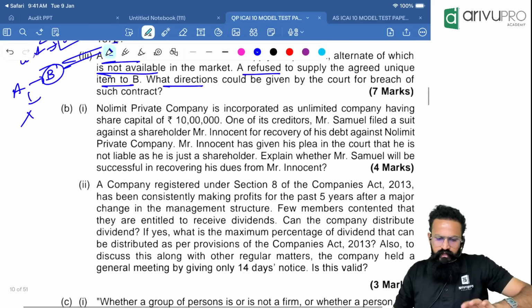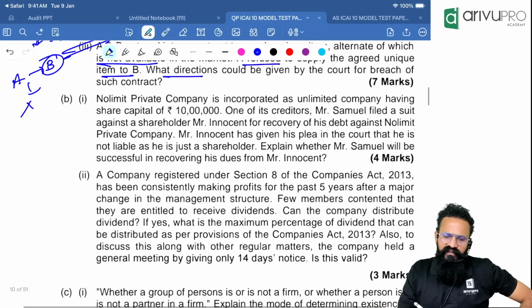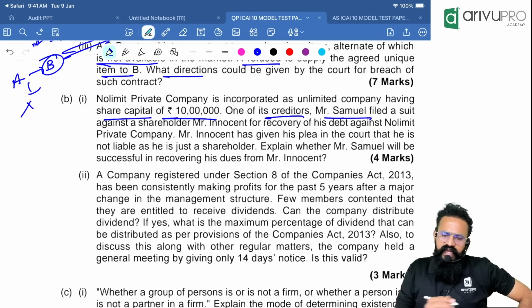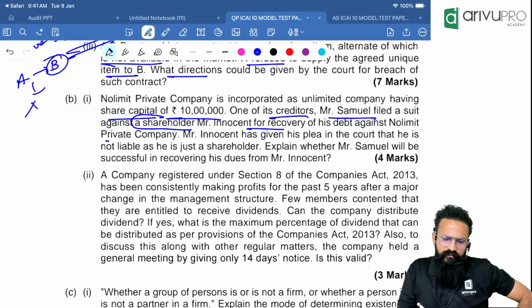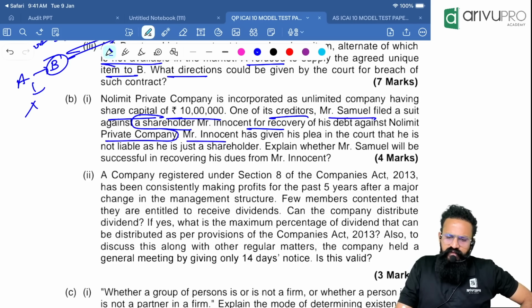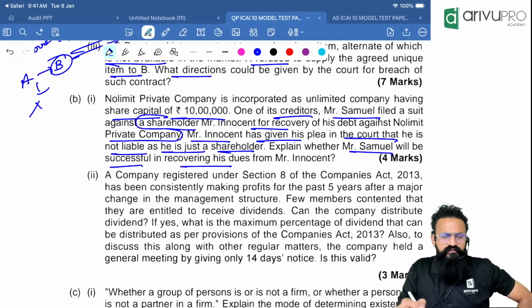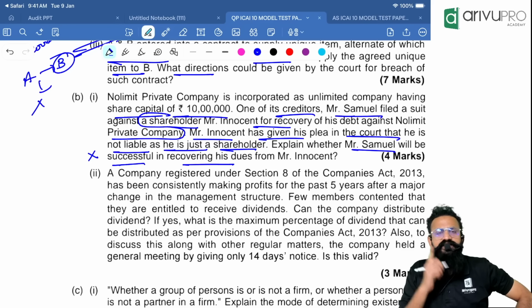Okay. No Limit Private Company is incorporated as an unlimited company having share capital of 10 lakh. One of its creditors, Mr. Samuel, filed a suit against a shareholder, Mr. Innocent, for recovery of his debt against No Limit Private Company. Mr. Innocent has given his plea in the court that he is not liable as he is just a shareholder. Explain whether Mr. Samuel will be successful in recovering his dues from Mr. Innocent. Samuel will not be successful in recovering his dues.